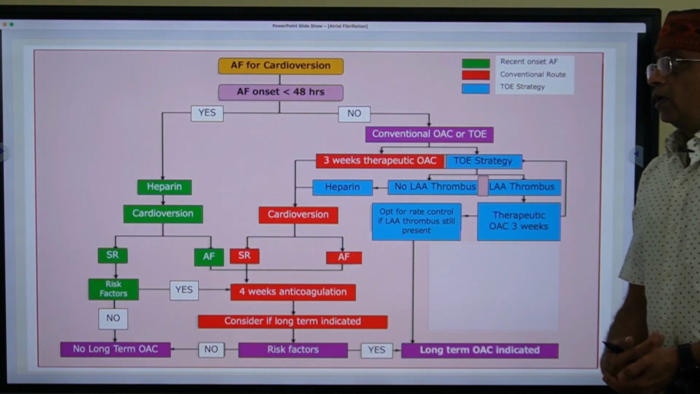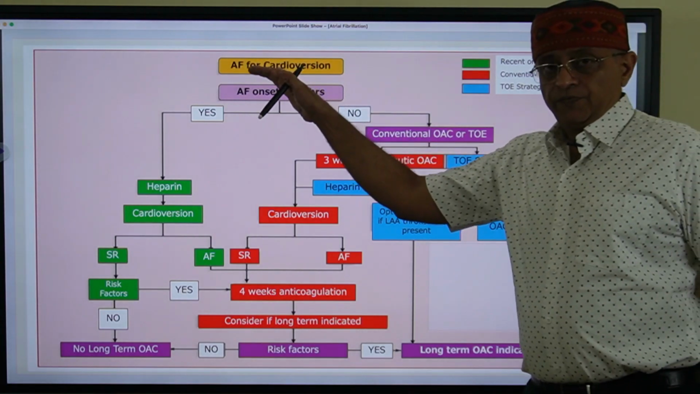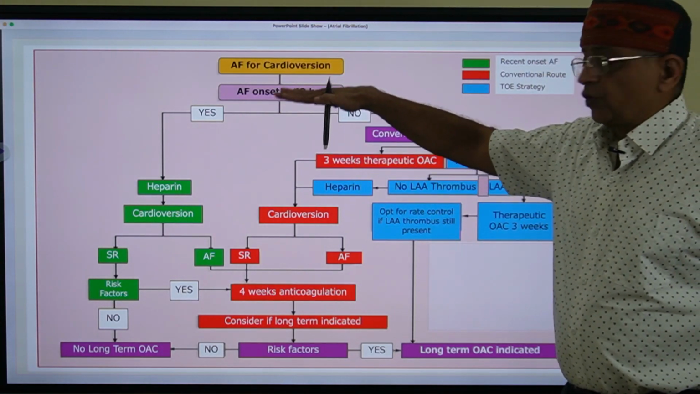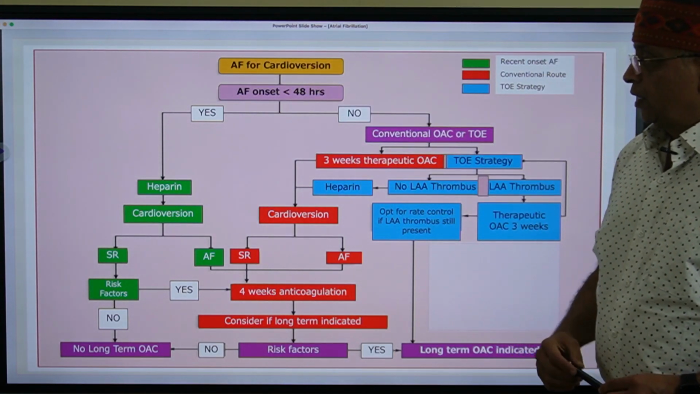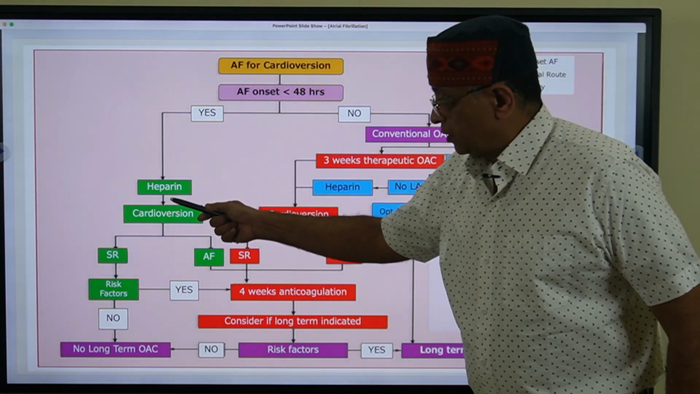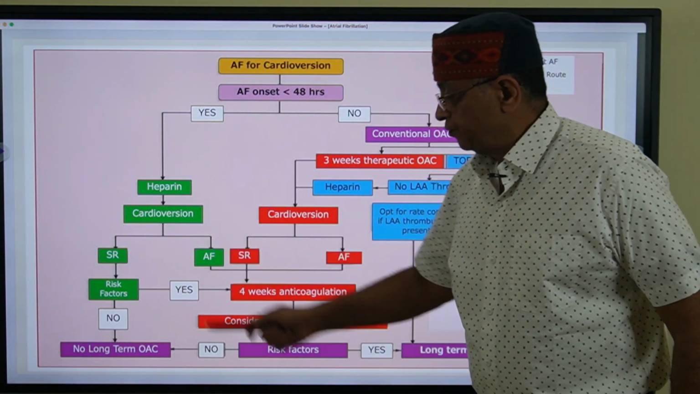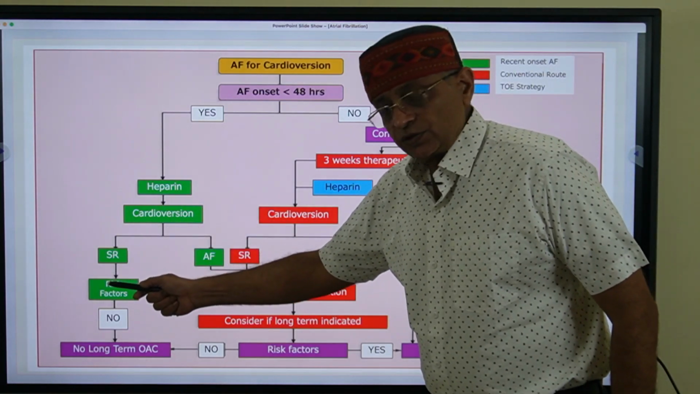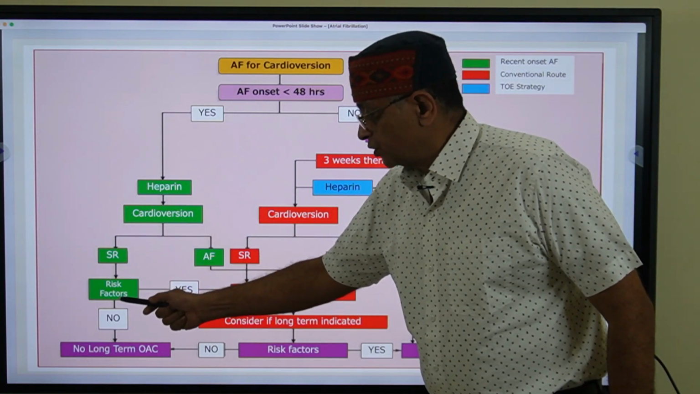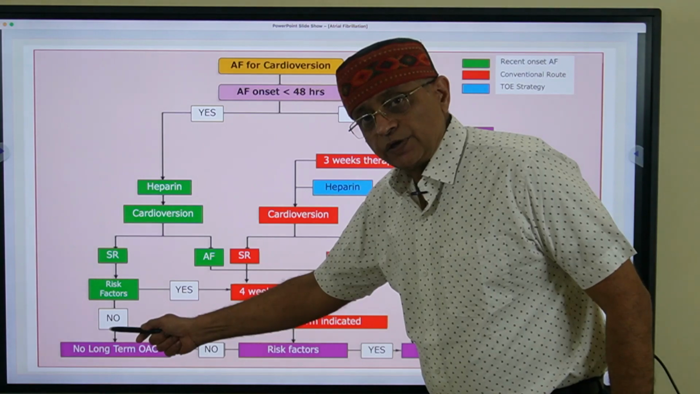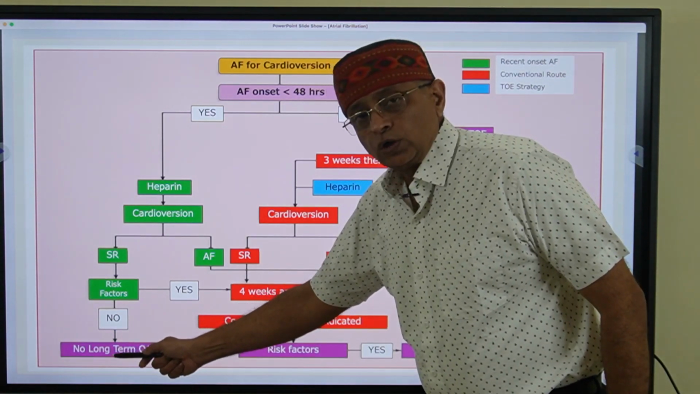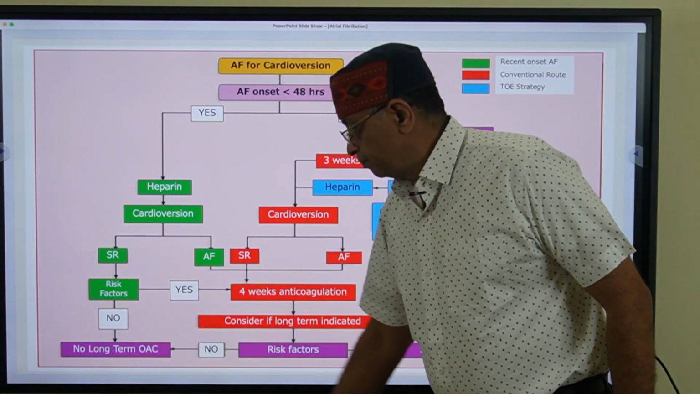Again, cardioversion in AF. If the AF is less than 48 hours duration, then you can give heparin and directly go ahead with cardioversion. If the patient attains a sinus rhythm, then look for the risk factors. If there are no significant risk factors, then no long-term oral anticoagulation is required.